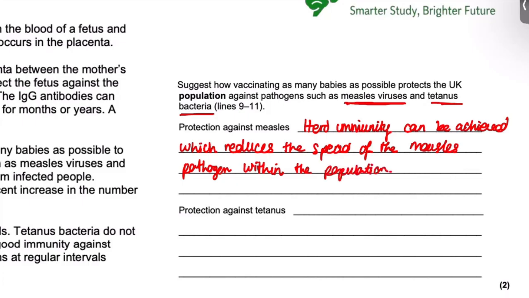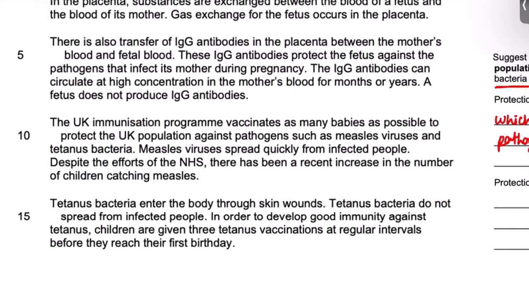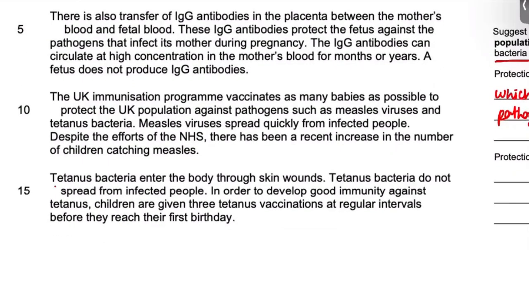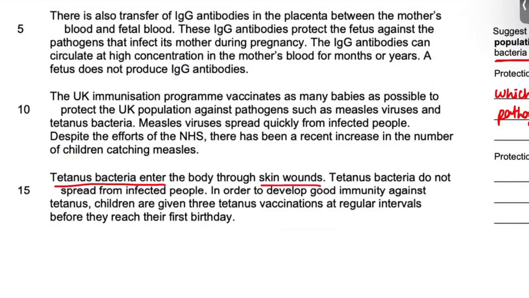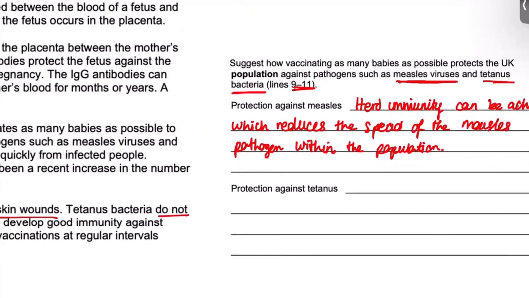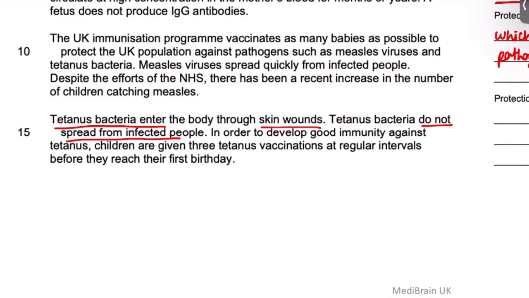And then it says protection against tetanus. Okay, now if we think about tetanus, let's have a read. It doesn't really say anything about tetanus, but we know that tetanus is a bacteria, and it says over here tetanus bacteria enters the body through skin wounds, and it does not spread from infected people. Now, although this question said lines 9 to 11, you needed to have an understanding of the whole text in order to answer the question.